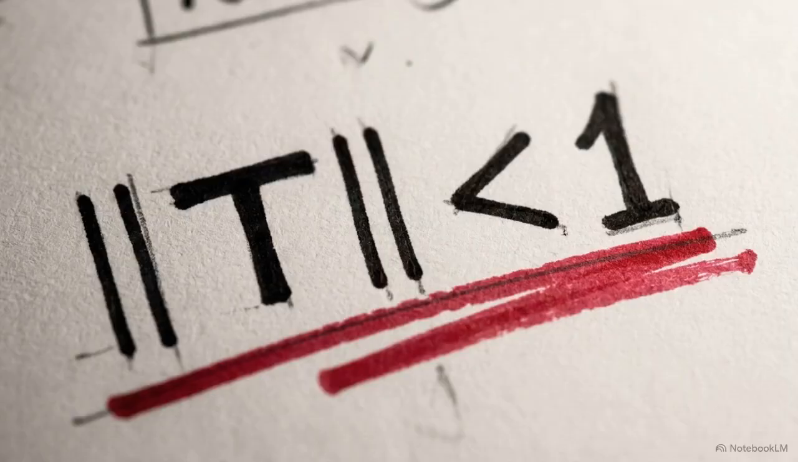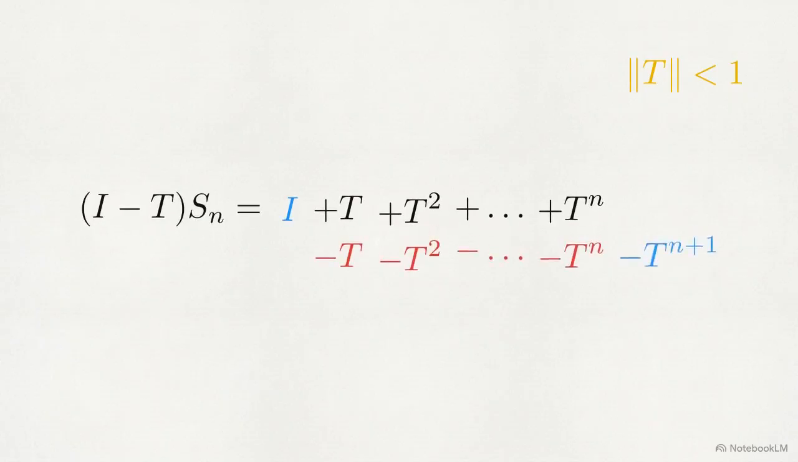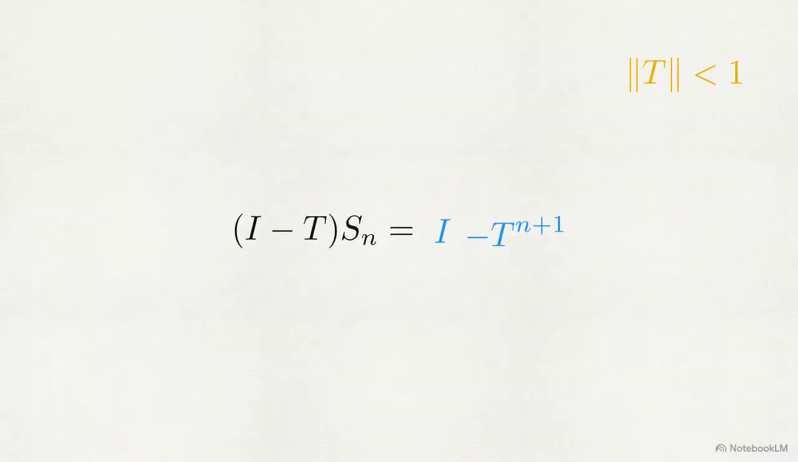Theorem 7.3-1 establishes the mechanism for operator invertibility, beginning with a specific constraint. The operator norm must be strictly less than 1. When this condition is met, we can construct a finite partial sum, adding the identity operator to successive powers of T. If we multiply this sum by the quantity I minus T, the middle terms cancel out, leaving a simplified expression, the identity minus T to the power of n plus 1.